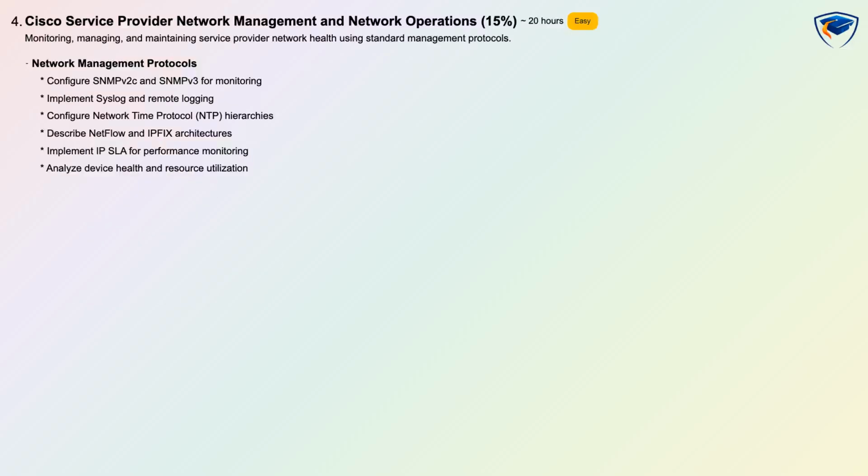Cisco Service Provider Network Management and Network Operations is 15% of the exam, classified as easy, with about 20 hours of study and conceptual plus scenario-based assessment. The focus is monitoring, managing, and maintaining service provider network health using standard management protocols and tools.